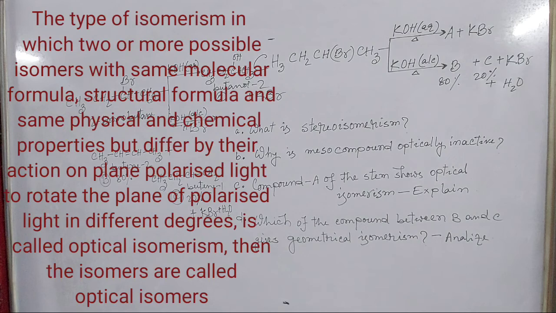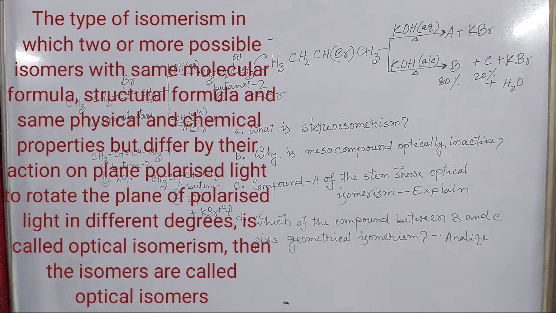The type of isomerism in which two or more possible isomers with the same molecular formula, structural formula and same physical and chemical properties but differ by their action on plane polarized light, rotating the plane of polarized light to different degrees, is called optical isomerism. Then the isomers are called optical isomers.